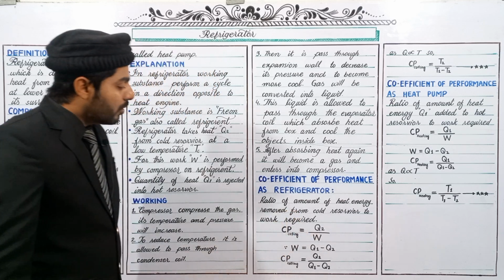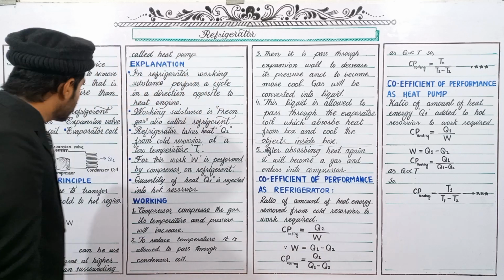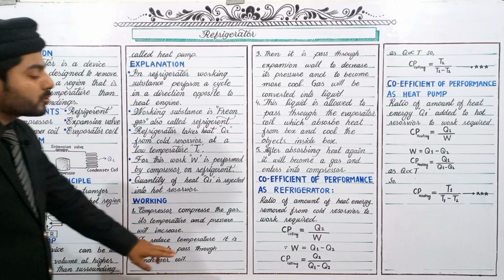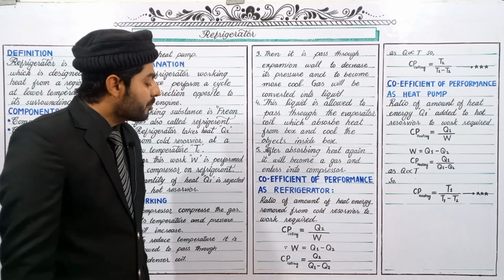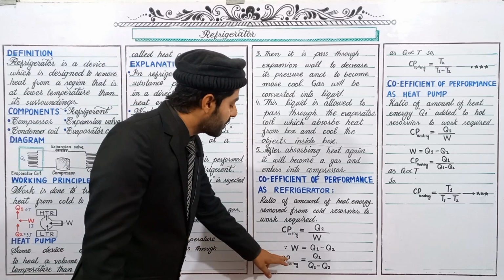Okay, so we have to place the value of W, that is Q1 minus Q2, as I have told that if 1 joule work is performed, let's say 5 joule heat is removed from this low temperature reservoir, but 6 joule heat will be shifted into the high temperature reservoir. The difference between these two heats, Q1 and Q2, 6 joule minus 5 joule is equal to 1 joule. So Q1 minus Q2 is equal to work. That's why W is equal to Q1 minus Q2. So put the value of W, Q1 minus Q2, and that is the basic formula of coefficient of performance, or simply we say CP cooling.